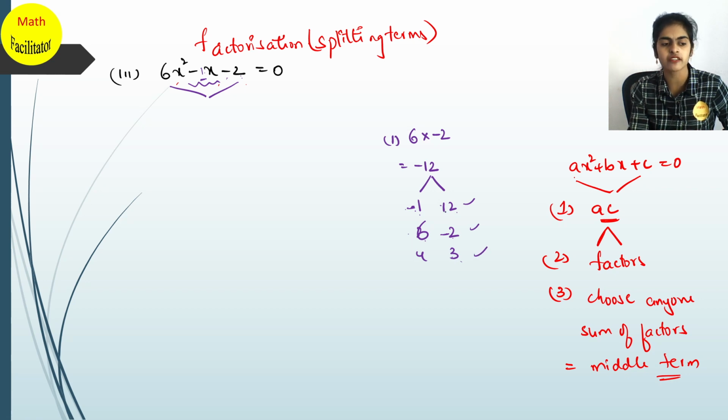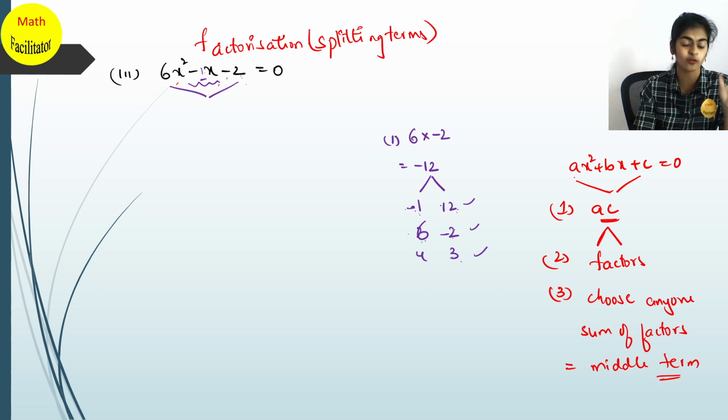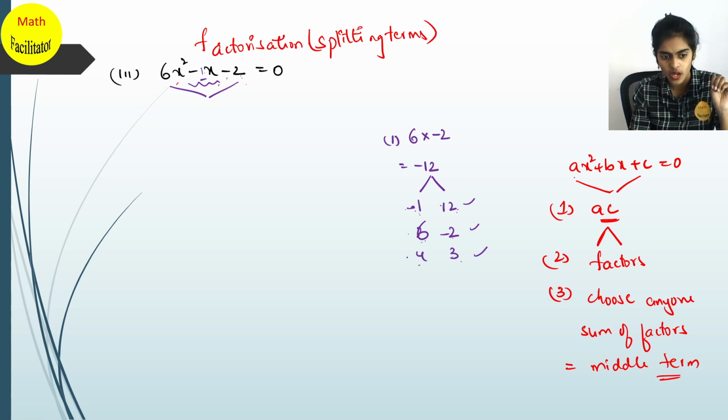Which combination will give you 1? 12 minus 1 చేసినా 1 minus 12 చేసినా 1 వస్తుందా? 6 minus 2 చేస్తే 4 వస్తుంది. 2 minus 6 చేస్తే minus 4 వస్తుంది. అవునా? Only the sign is changing. 4 minus 3 చేస్తే ఏమొస్తుంది? 1 వస్తుంది. అదే 3 minus 4 చేస్తే ఏమొస్తుంది? minus 1 వస్తుంది. So I should take this combination.